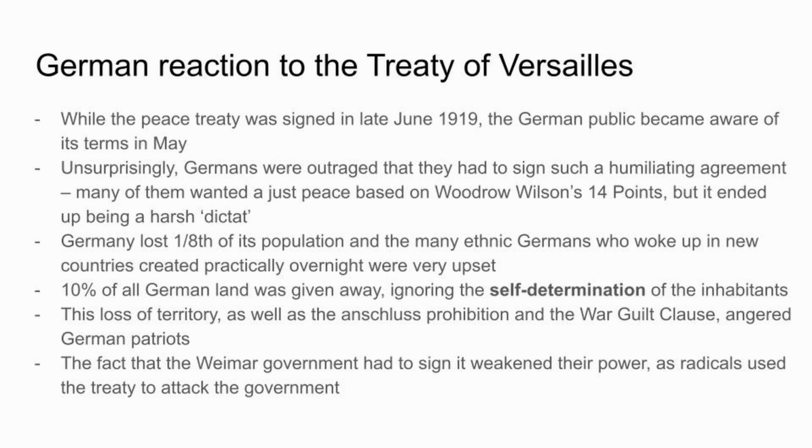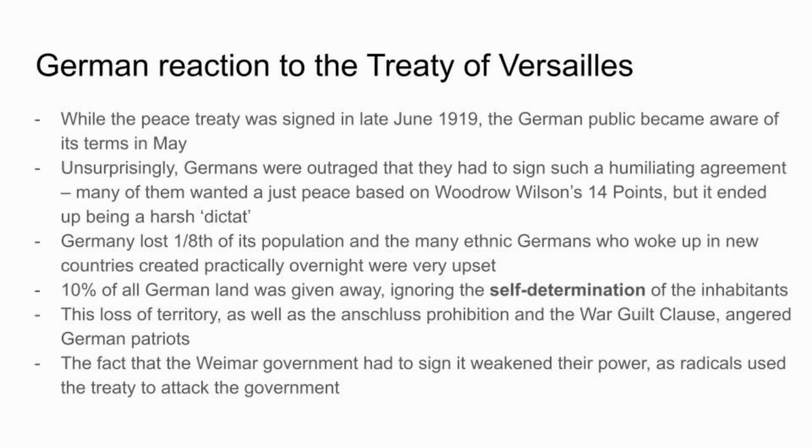Germany lost 1/8 of its population with the treaty, and the many ethnic Germans who woke up in new countries, created practically overnight, were very upset. 10% of German land was given away, and that ignored the self-determination of the inhabitants. That's one of the key points of Woodrow Wilson, is that he wanted people living in Europe to be under governments that they wanted to live under.